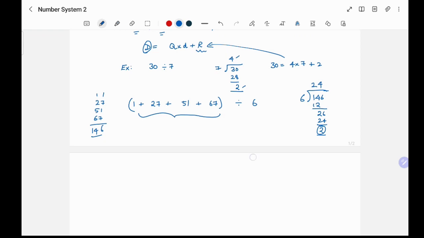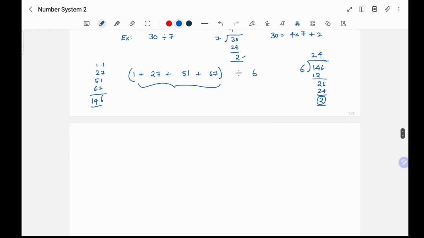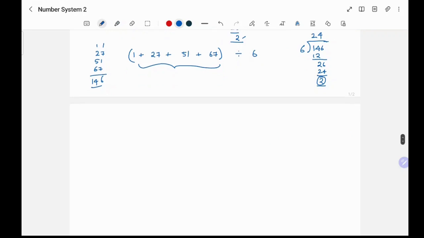But there is a shortcut. So we will see what that is. I will just illustrate it now. I'll give the proof after that. I'm going to divide each of these numbers by 6 and take the remainder. 1 when divided by 6 gives 1 as remainder. For 27, I know 24 is divisible, so the remainder will be 3. For 51, again, 48 is 6 into 8, so the remainder is 3. And 67, 66 is 6 into 11, so this is again 1.